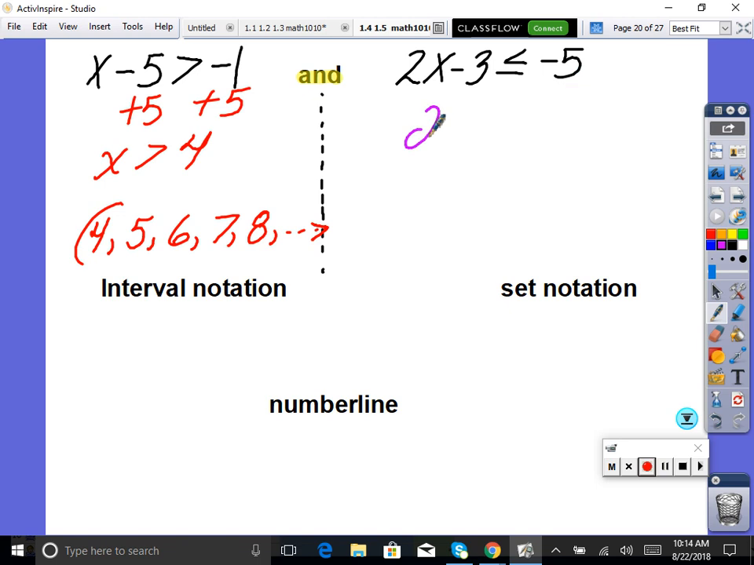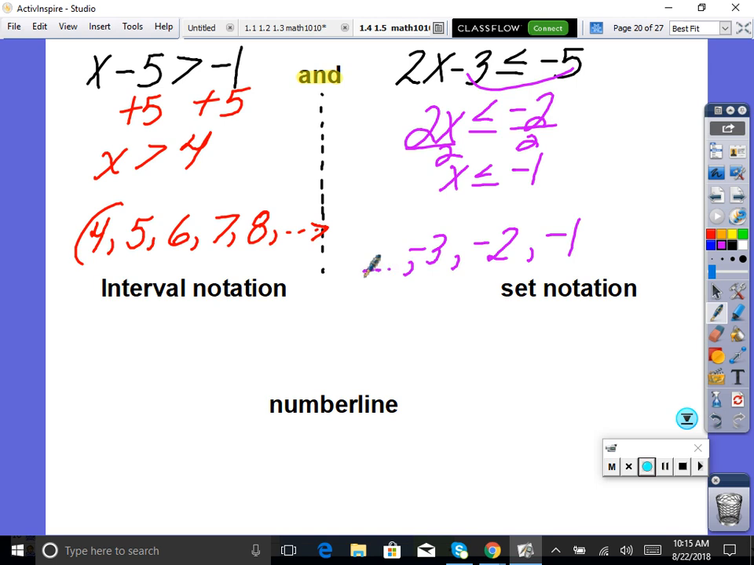Add 3. So we have 2x is less than or equal to, we added 3, making it negative 2. Divide by 2. So x is less than or equal to negative 1. It's pointing this way, isn't it? So negative 1, something lower than negative 1. Don't do 0. Negative 2, negative 3, and so on forever that way, including negative 1. Because of the word and is picky. It's where they intersect. It's got to be in both.